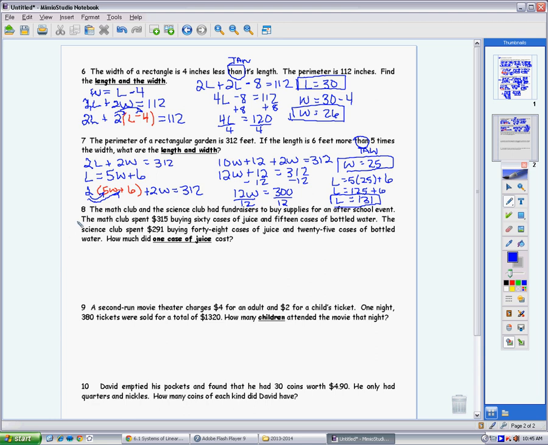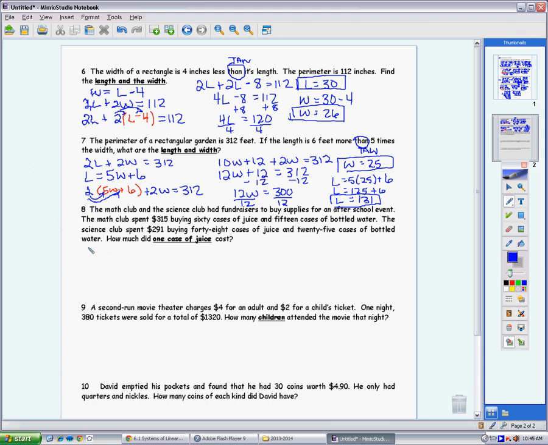Number 8, the Math Club and Science Club had fundraisers to buy supplies for an after-school event. The Math Club spent $315 buying 60 cases of juice and 15 cases of bottled water. The Science Club spent $291 buying 48 cases of juice and 25 cases of bottled water. How much did 1 case of juice cost?